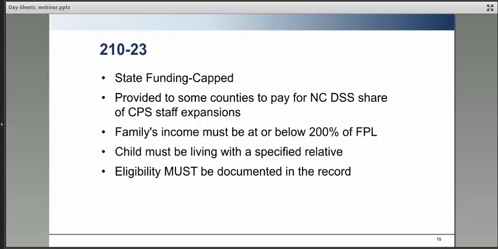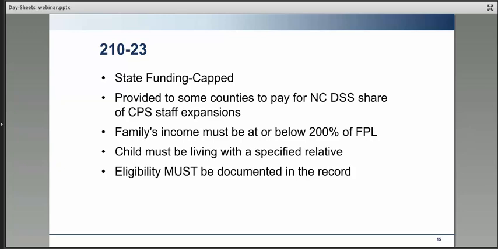And the next code we're going to talk about is 21023. This is state funding. It's a capped pot. Now, it's provided by the state legislature. It's provided to some counties. Not every county has this funding, but it was provided to some counties based on workload and case activity studies several years back, and it helps pay for the state share of CPS staff expansions.